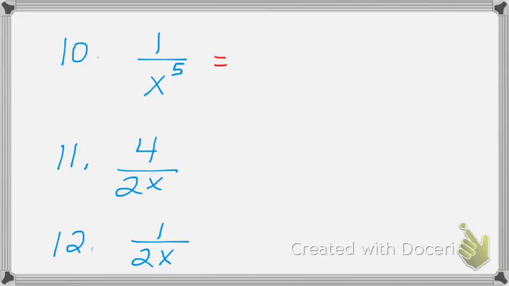Number 10. A 1 on top, so that's just a 1 with the answer. And then the 5 is on the bottom as the power, so it would be x to the negative 5th. Number 11. I can go ahead and reduce, make that 2. 4 divided by 2 is 2 if I want to. And then my x is on the bottom with a negative power.